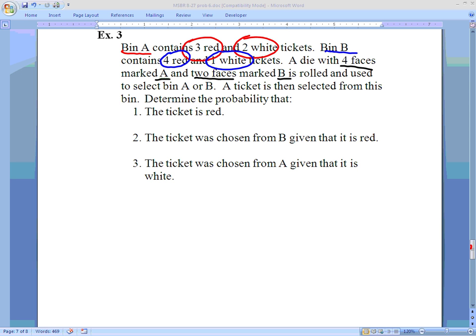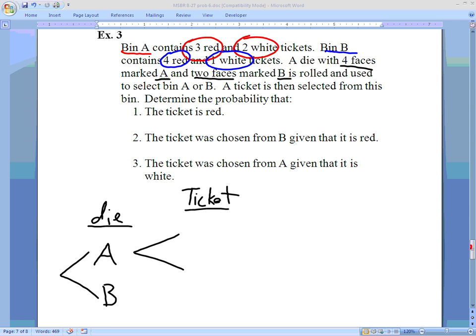So we first should probably make a tree diagram. So what actions do we have happening here? Well, first and foremost, we're going to roll a die and determine which bin. So we roll the die to determine it's either bin A or it's bin B. Then from there, we are going to select one ticket. And so our ticket could either be red or white. And that's true for both of our bins, red or white.